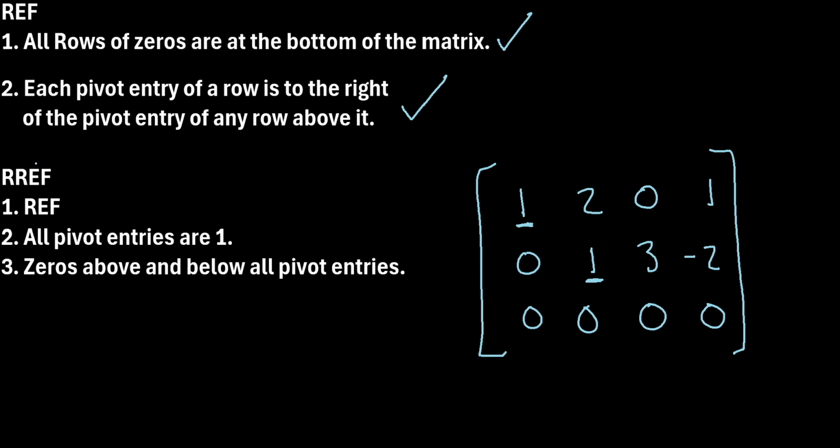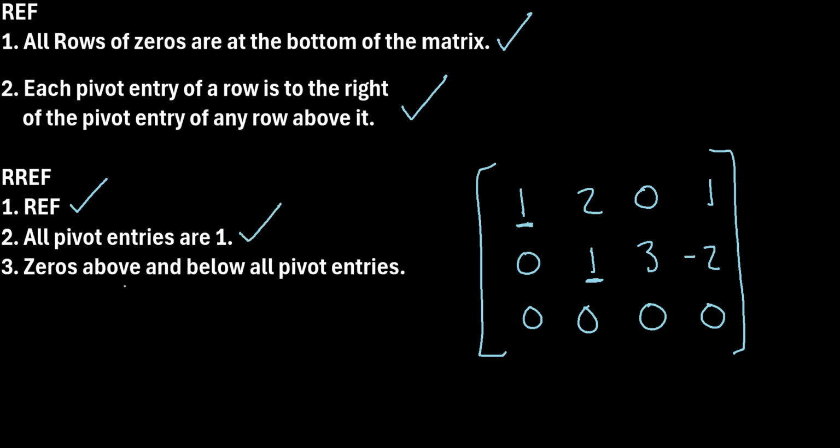So moving on to reduced row echelon form, the first criteria is that the matrix is in row echelon form. So we saw that it is. The next criteria is that all pivot entries are 1. So we said that there were 2 pivot entries right here and right here, and we can see that they're both equal to 1, so that criteria is met.